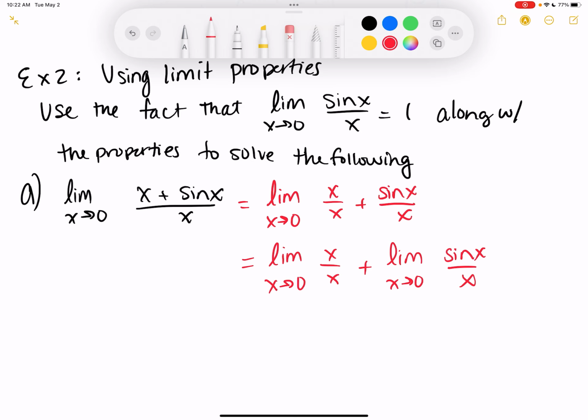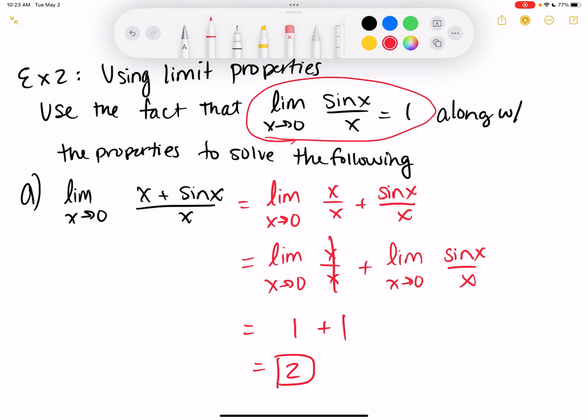Now x over x is what? 1, so that's going to become 1. So I have 1 plus the limit as x approaches 0 of sine of x over x, which is 1. Because you're substituting the limit we memorized. So then that's equal to 2. So that's what that limit equals.